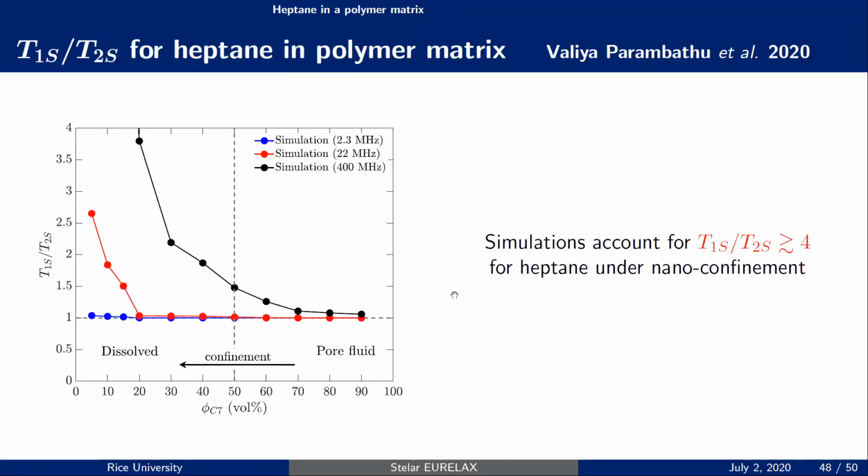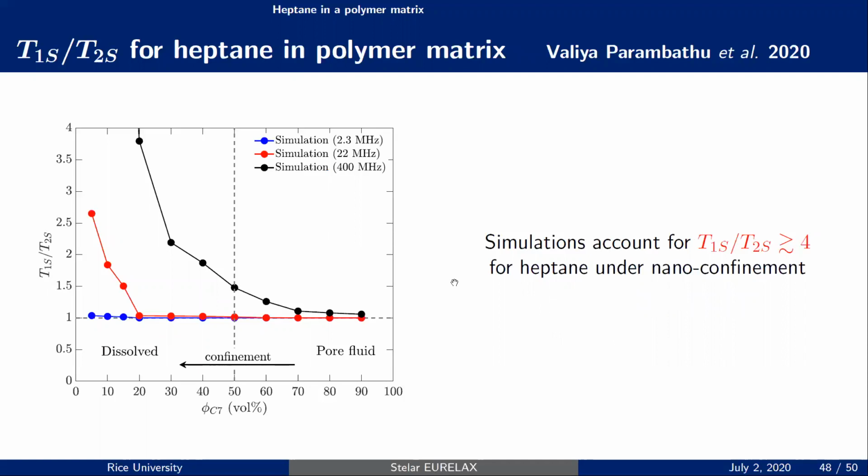So having seen all this, we can go ahead and look at how the contrast emerges. So what we see is as I go from the pore fluid to the dissolved fluid, and on this axis we are going from right to left, as we increase confinement, you start seeing the emergence of the ratio, the contrast that Philip mentioned in the first few slides of his lecture. And once again, we were very happy to see that.